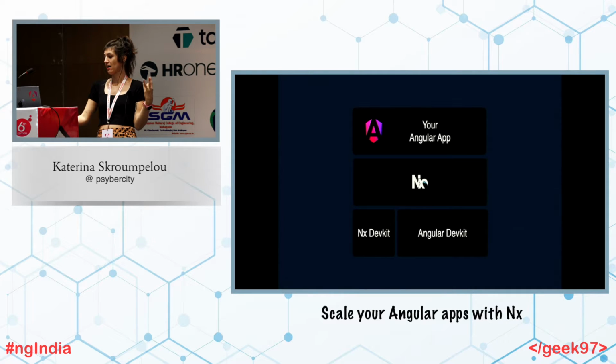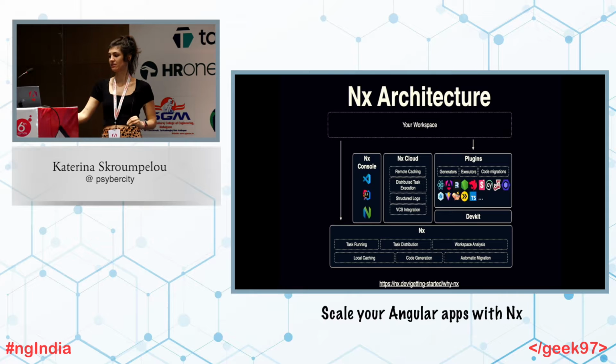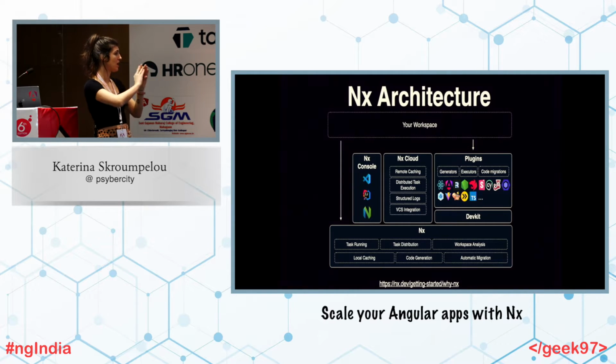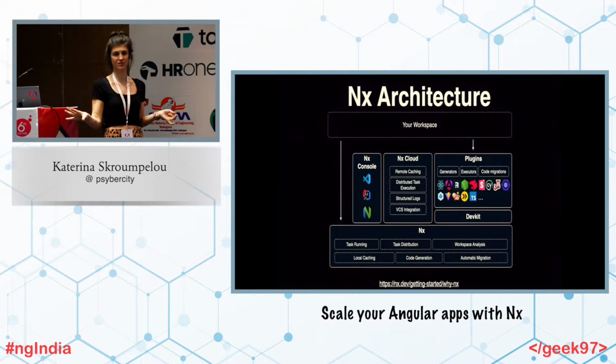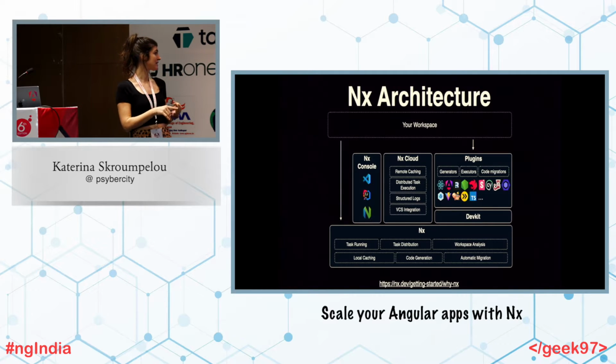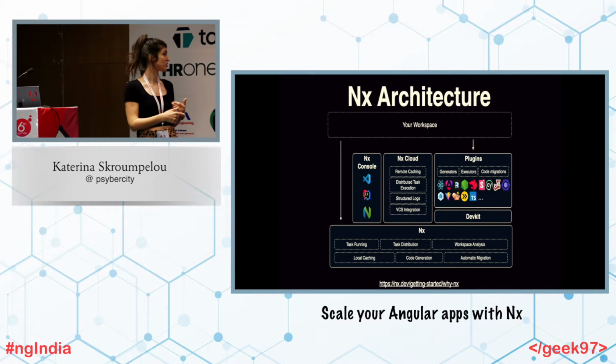Then, eventually, you wouldn't need the Angular CLI because you could use NX and its CLI, and underneath it would be the NX Dev Kit and the Angular Dev Kit. Let's take a look at the NX architecture. At the base of your architecture, you have NX, which takes care of task running, task distribution. Well, we're going to explain what all of these terms are. Workspace analysis, local caching, code generation, and automatic migrations.